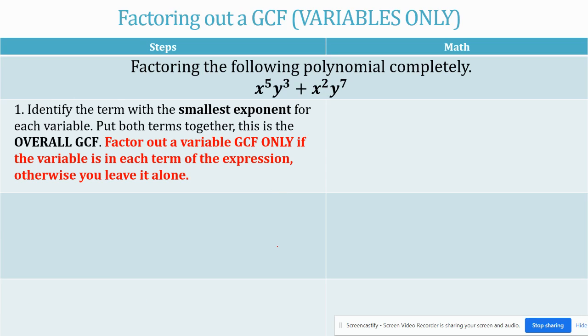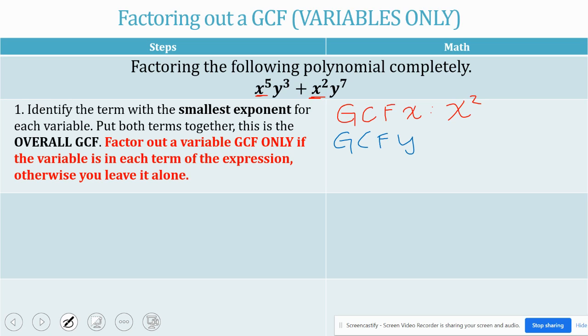Okay, so I'm going to explain what I mean about this first step. I'm going to find the GCF of the x variable. So I'm going to identify which x has the smallest exponent. This one has a 5, this one has a 2, so this one's the smallest. That is the GCF of our x, because that is the amount of x's that they both have in common. All right, I'm going to do the same thing for y, the GCF of y. I'm going to look at my two y terms. I have y to the third and y to the seventh. I'm going to identify which one has the smaller exponent, which is y to the third.